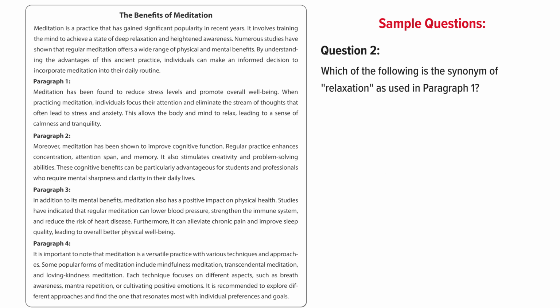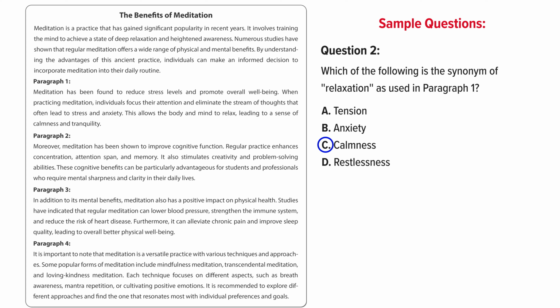Question 2. Which of the following is the synonym of relaxation as used in paragraph 1? A. Tension. B. Anxiety. C. Calmness. D. Restlessness. The answer is C. Calmness.